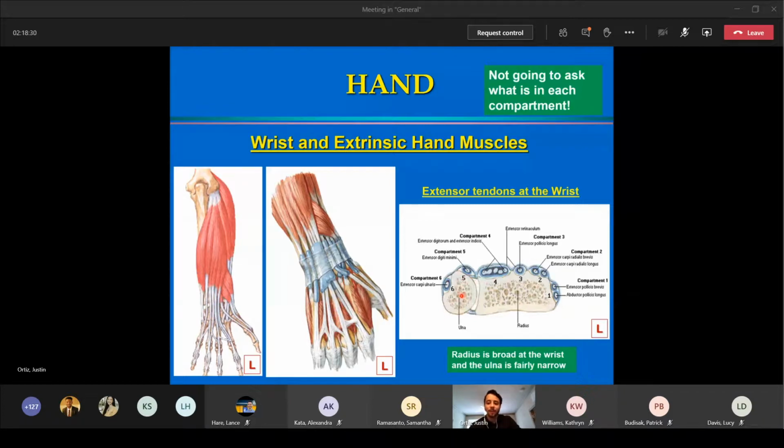It's the opposite when you get to the elbow, right? At the elbow, the ulna is fairly broad while the radius is fairly narrow. So they kind of switch in how big they are as you go down your arm. That's going to be radius and ulna.